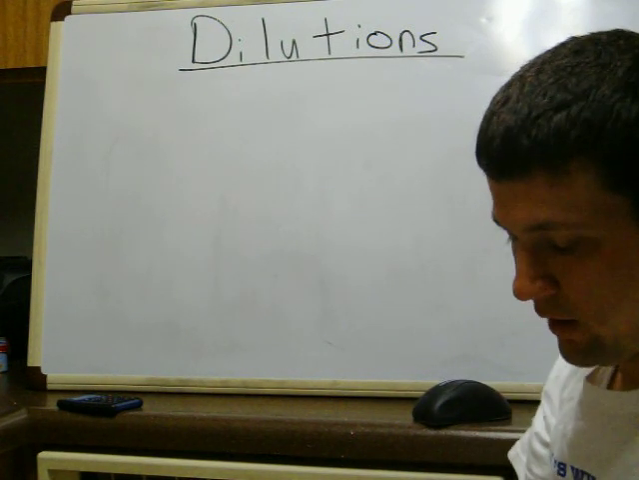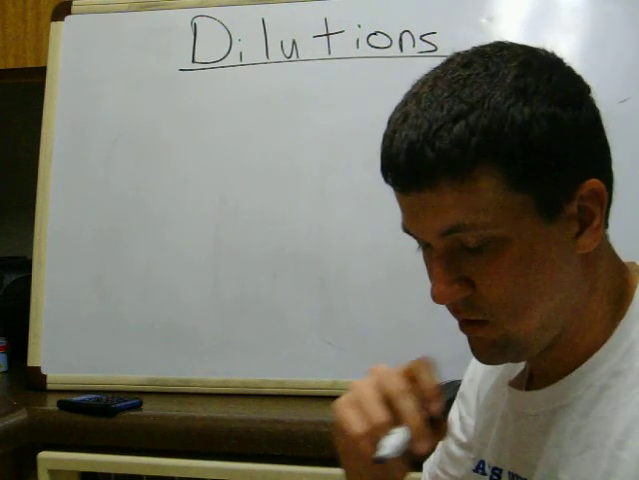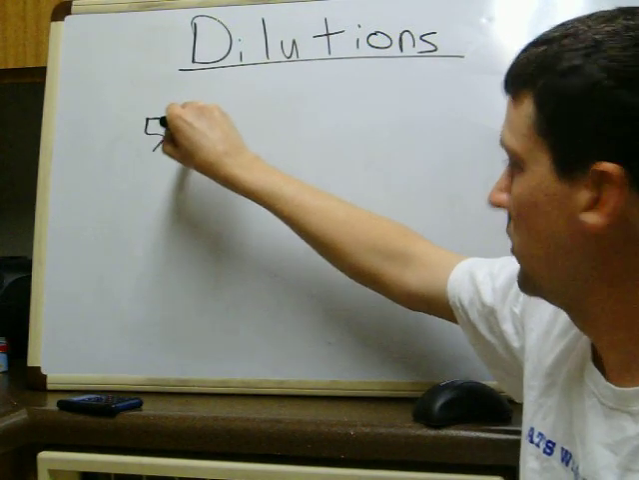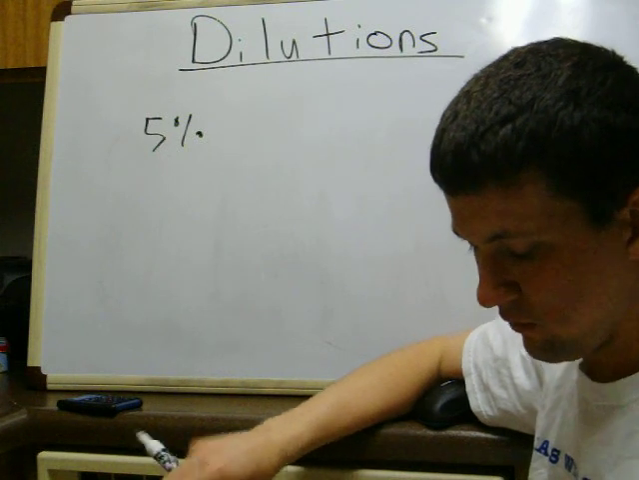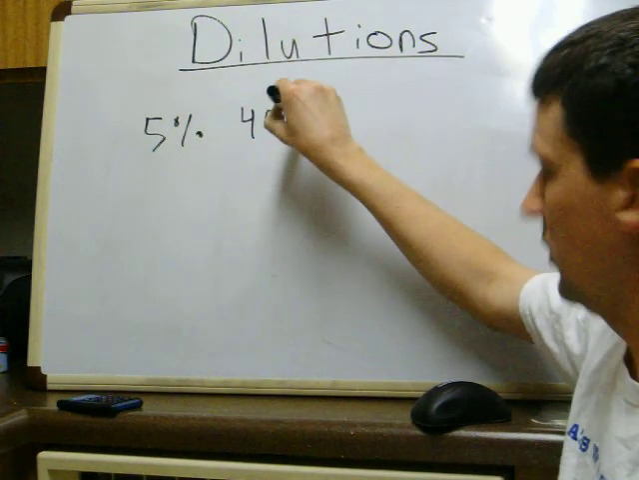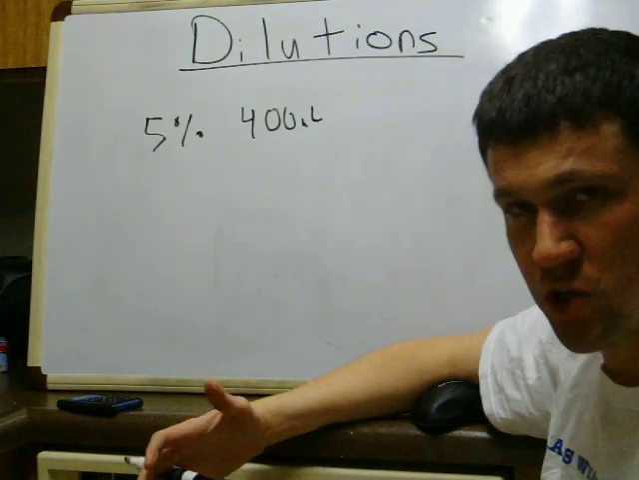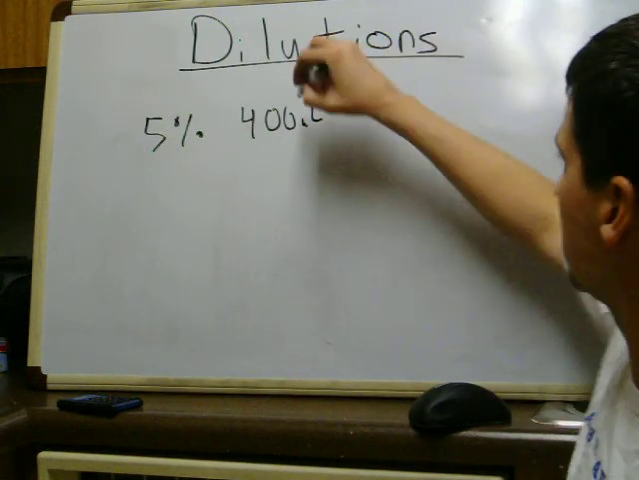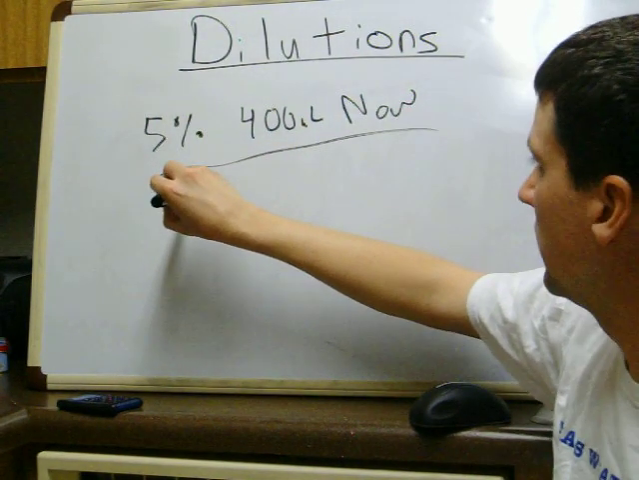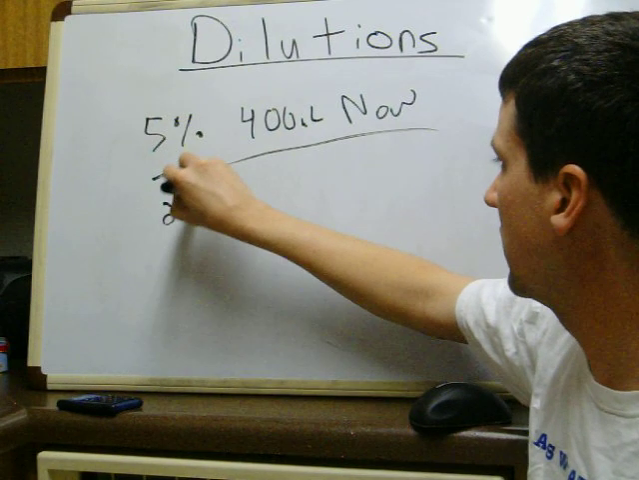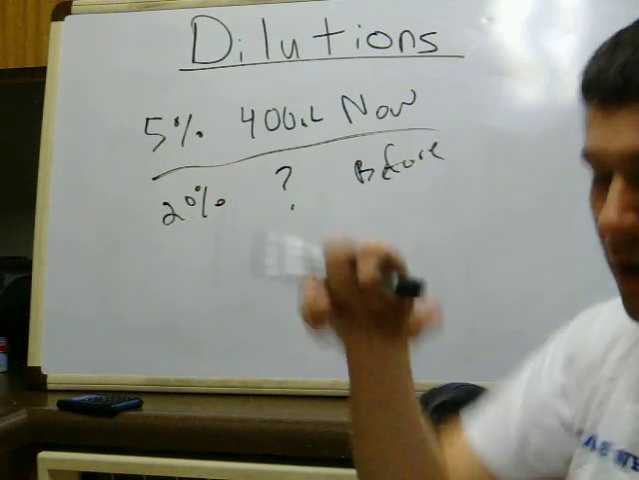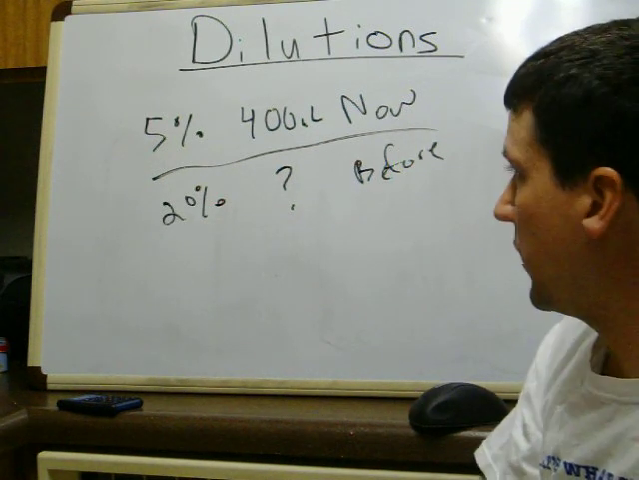Alright, number 5. So we diluted something. We now have 5% of a solution. And we now have 400 milliliters of it. Okay, before we had some unknown volume of 20%. Alright, and the question is, what is the beginning volume that we had before?